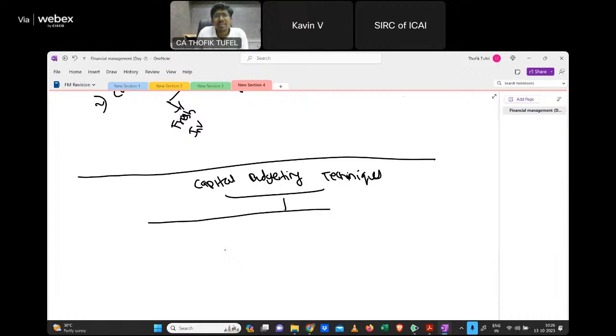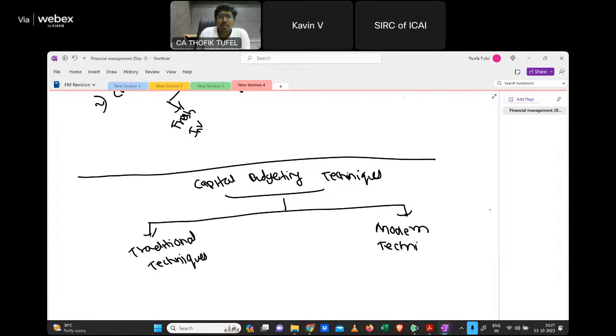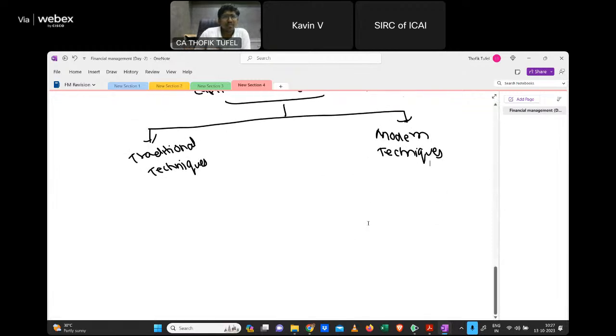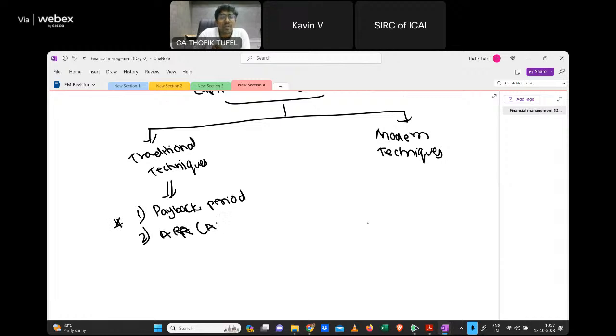So actually in the study material, it is bifurcated into two. We have traditional techniques, and then we have modern techniques. So under traditional techniques, usually we have only these two that are important. One is payback period, very important in traditional. Second one is ARR. ARR is nothing but accounting rate of return.